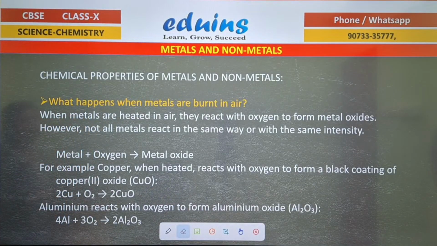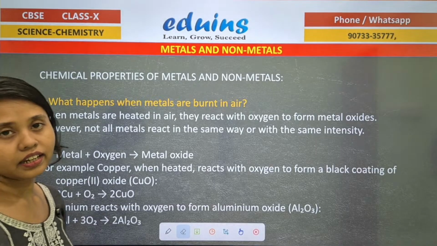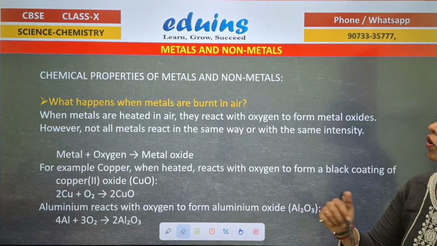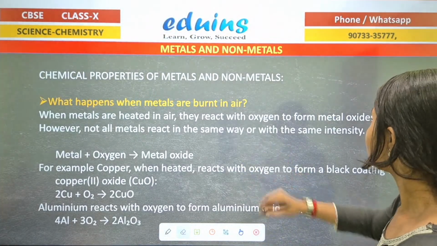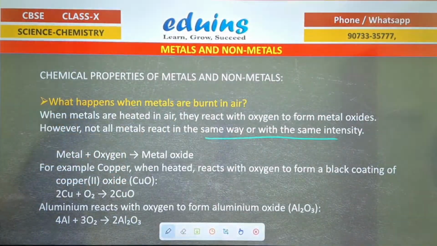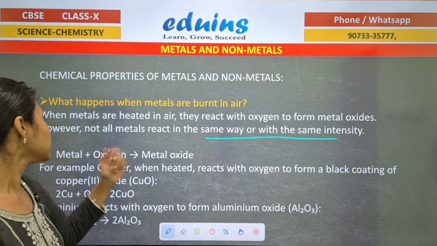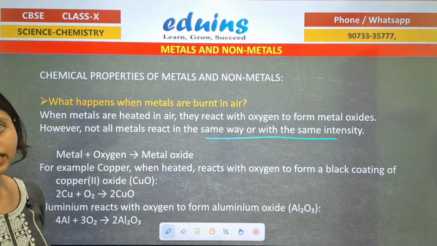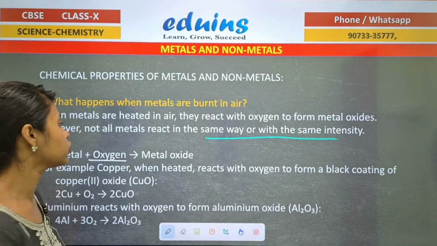Okay, so the first property is the burning of metals in air. What happens when metals are burnt in air? Metals such as magnesium and aluminium, when heated in air, react with oxygen to form metal oxides. However, not all metals react in the same way or with the same intensity. We will discuss it later. Then we study the reactivity series, from high reactivity to low reactivity. So metal plus oxygen produces metal oxide. When a metal is burnt in the presence of oxygen, the product of this reaction is metal oxide.